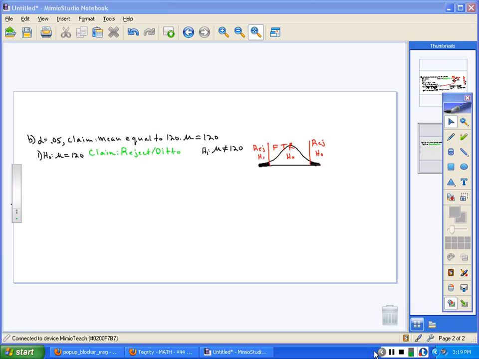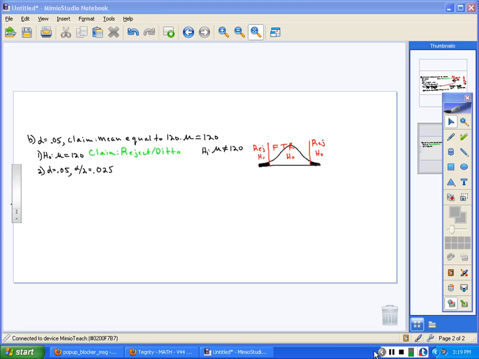Okay, step 2. Here we go. Step 2, alpha. And alpha is 0.05. But because this is a two-tailed test, we have to divide alpha by 2 to get 0.025. You only divide by 2 when you have a two-tailed test.